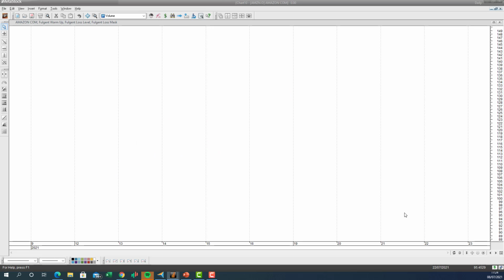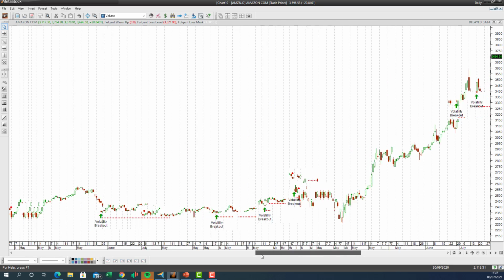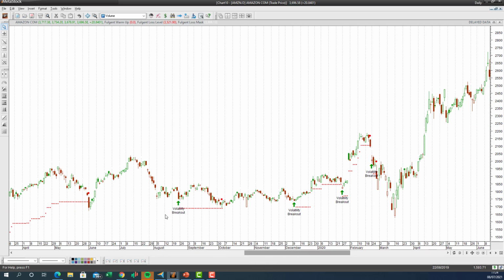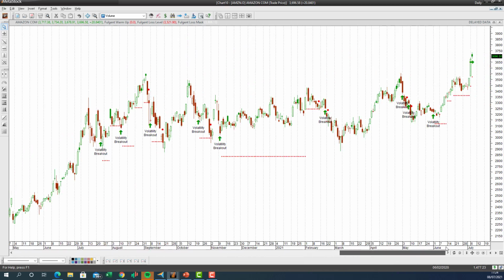Amazon. Let's look at Amazon. Here we go. Volatility breakout, volatility breakout, volatility breakout. Lots of fantastic trades. Huge move. And now it's moving sideways. So you can see when a stock moves sideways, you do get these volatility breakouts. And whoops, it caught the most recent one in.